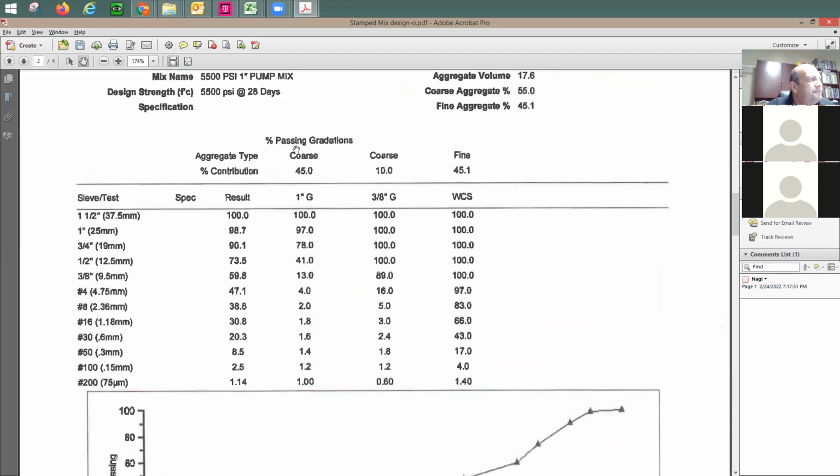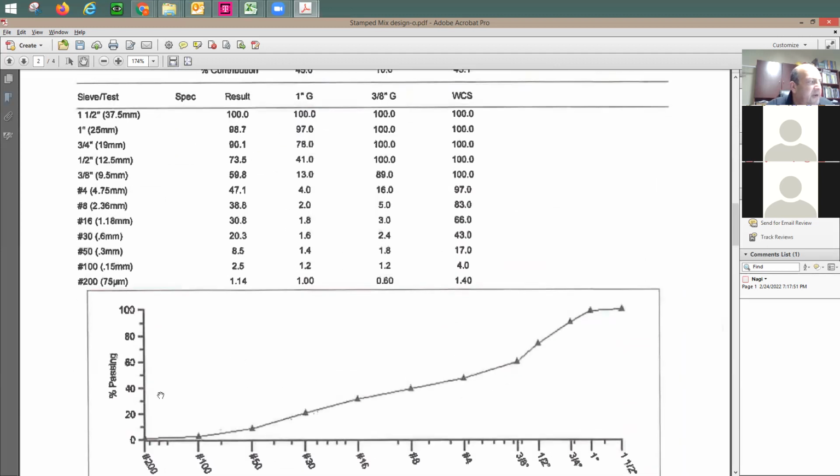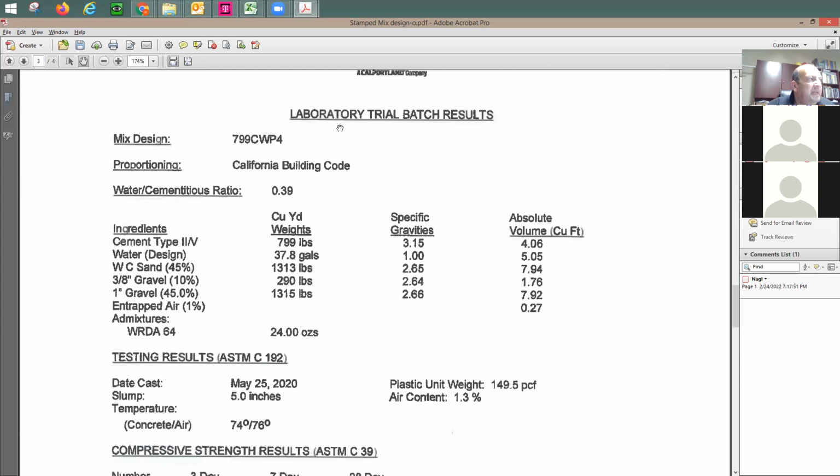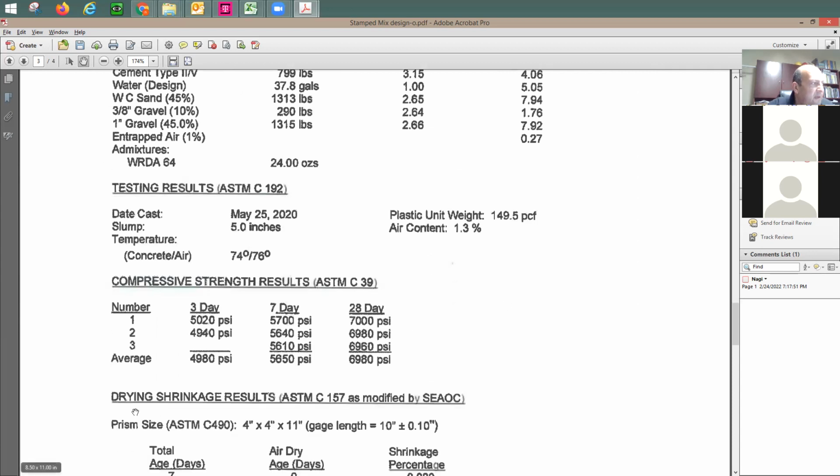And look at this. Here's the grading. What you're looking at here is the grading for the aggregate, right? Which needs to also be checked in the concrete mix design itself. And then they give you here the lab trial mix and the results. What happened when they tested before? Look, they have 3 tests that they have done in the past. And they did this on May 25th, 2020. They have 3 samples. And look at these results.